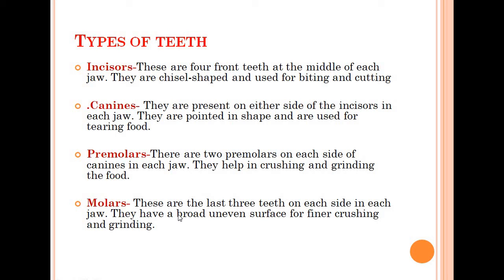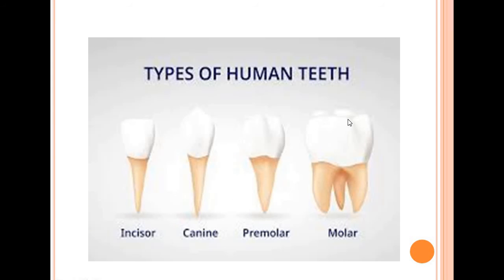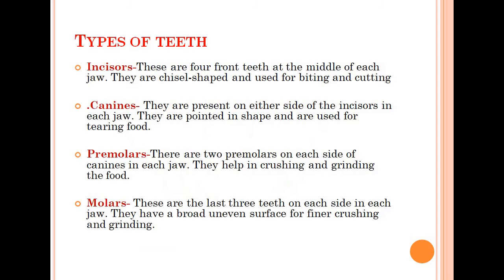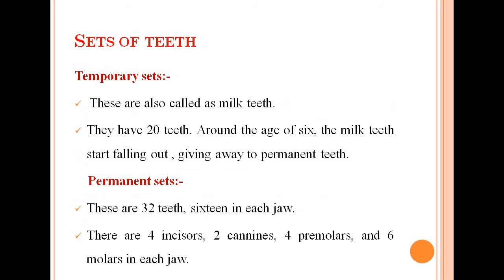These are the large back teeth. Clear? So these are the last 3 teeth on each side in each jaw. They have broad, uneven surfaces for finer crushing and grinding. We know that the premolars also help in crushing and grinding the food, but for the finer crushing and grinding, molars are there. You can see here the molars, they are the large back teeth. They have wide, broad surfaces used to grind and crush the food. Clear? So here we have come through the different shapes of the teeth along with their functions.